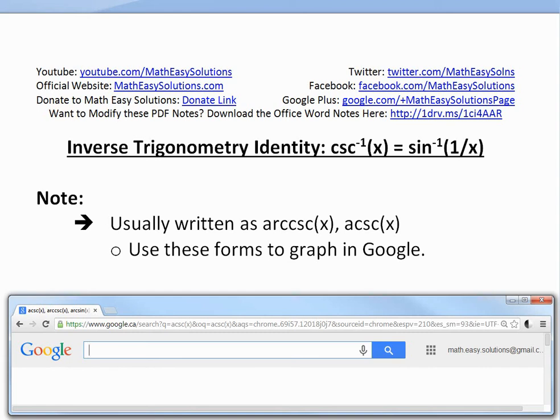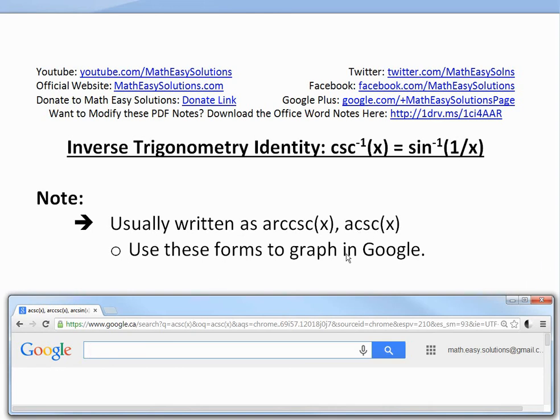We're going to discuss an inverse trigonometry identity, and now look at this identity, which is the inverse cosecant of x, showing that it equals the inverse sine of 1 over x. And just before I get to the proof of this, inverse cosecant of x is usually written as arc cosecant of x or acosecant of x.